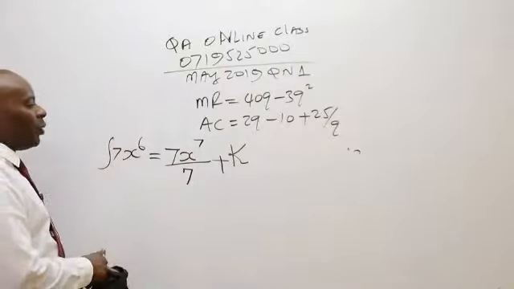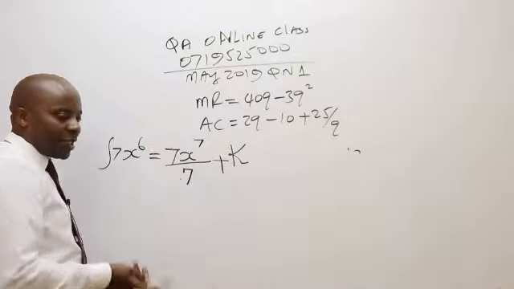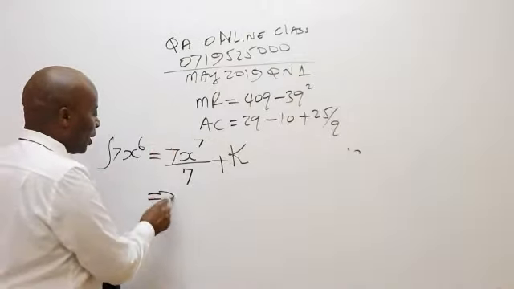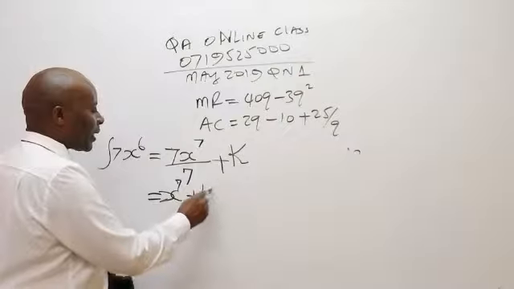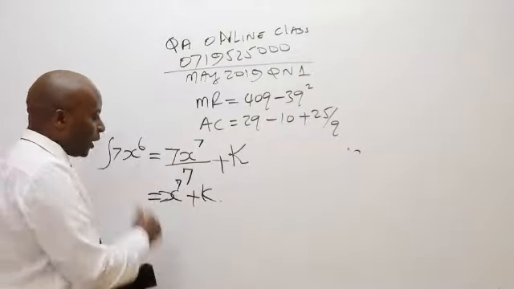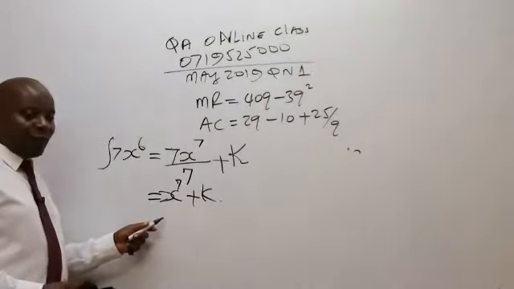So then at the end of the day, what do we have here? This 7 and 7 cancels out, giving me x raised to 7 plus the constant of integration, which later on I'll be explaining to you. Very important.